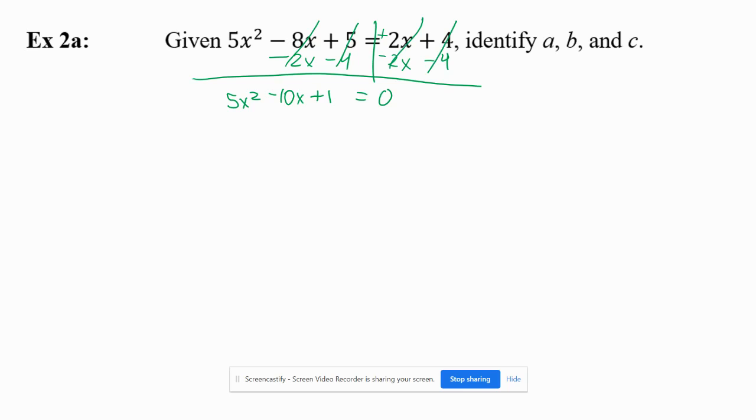We're left with 0. So it's now in standard form, ax squared plus bx plus c. Now we can easily identify our a, b, and c values. So a will be 5, b will be negative 10, and c will be a positive 1.